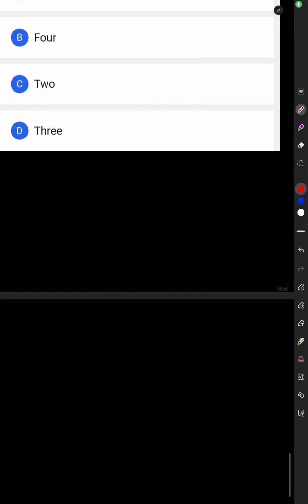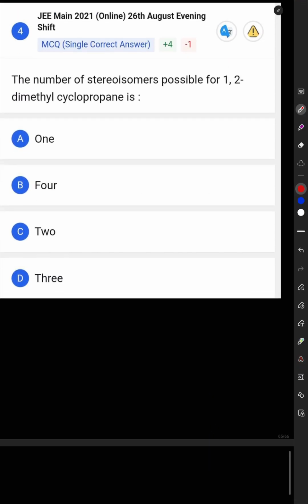The question from JEE Main 2021 is also a pretty good question, where we have to find the stereoisomers possible in 1,2-dimethyl cyclopropane. Now we know that this 1,2-dimethyl cyclopropane is this way, where we have this CH3 group and H, and then we have CH3 group and H, this way, right? Now in this 1,2-dimethyl cyclopropane, this carbon center is also chiral and this carbon center is also chiral, right? So we have two chiral centers.